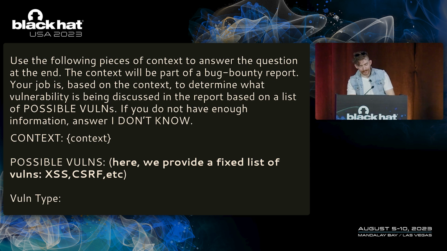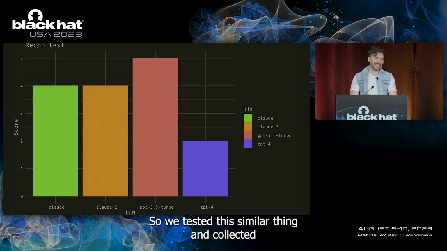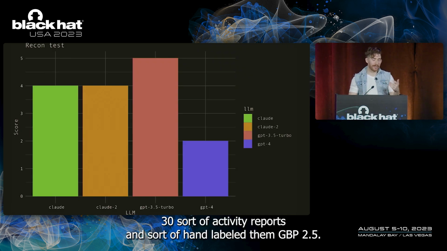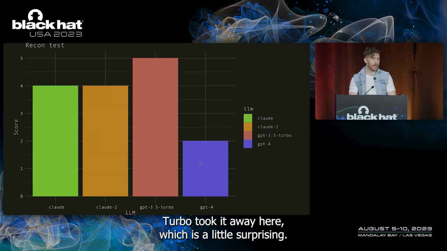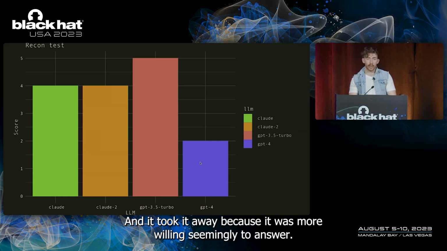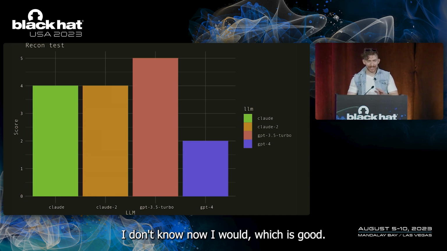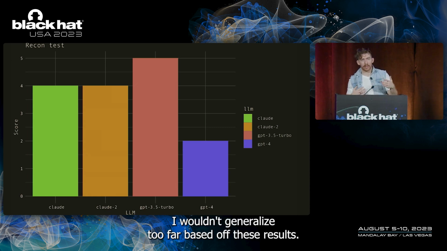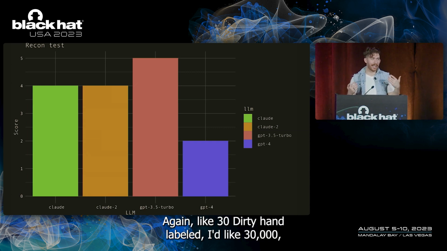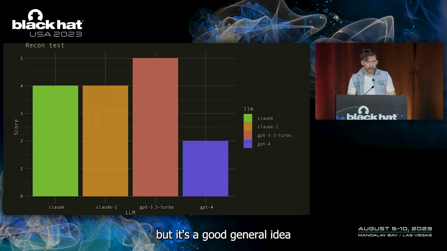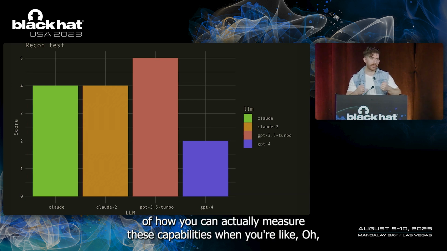So we tested this, a similar thing. We collected 30 activity reports and hand-labeled them. GPT 3.5 Turbo took it away here, which was a little surprising. And it took it away because it was more willing, seemingly, to answer I don't know. Now I wouldn't generalize too far based off these results. Again, 30 hand-labeled. I'd like 30,000. But it's a good general idea of how you can actually measure these capabilities.